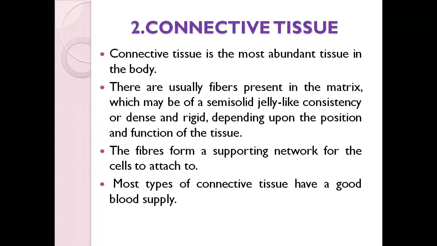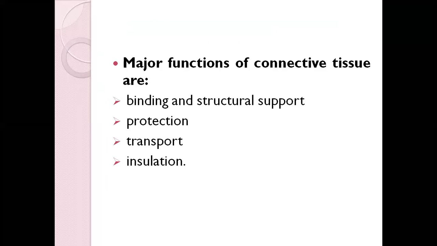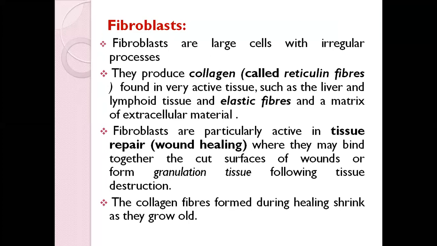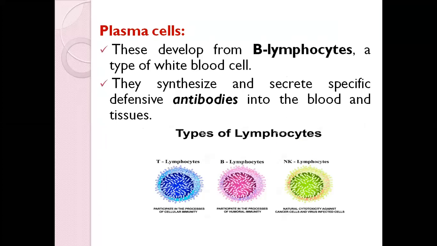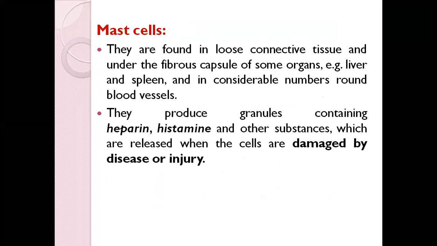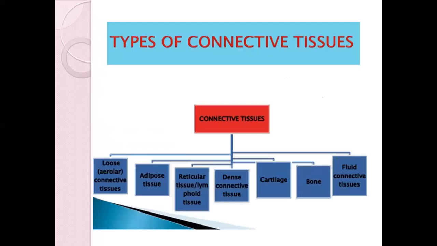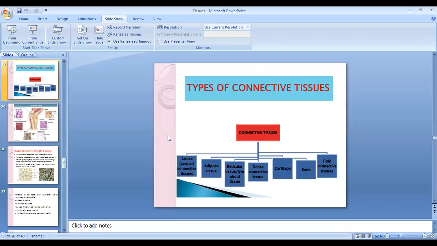Okay, I hope everyone is clear with the main function of the connective tissue and the function of the various types of cells. When you learn about the types of connective tissue, you'll be able to learn that all these types of cells might not be present in all the types of connective tissue, but some might be present in some types. If no questions, then I will wind up the class and continue with the types of connective tissue in the next class.